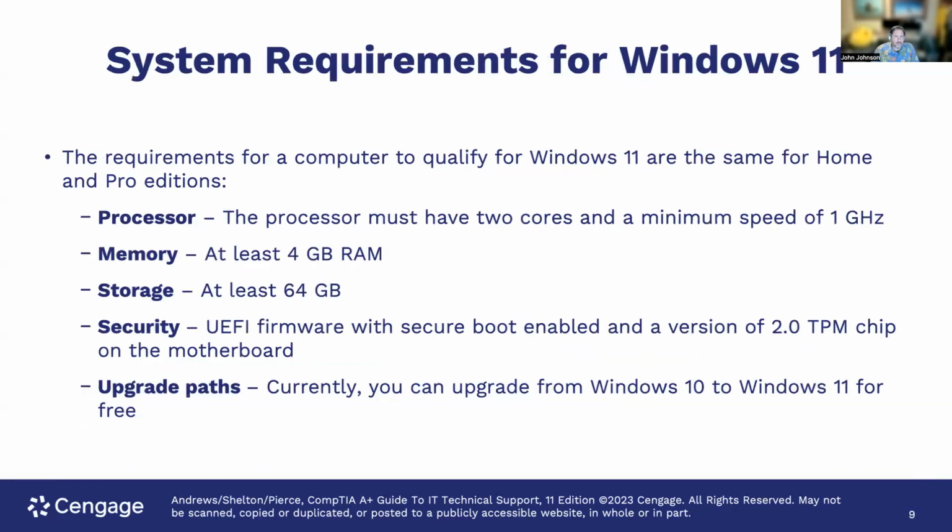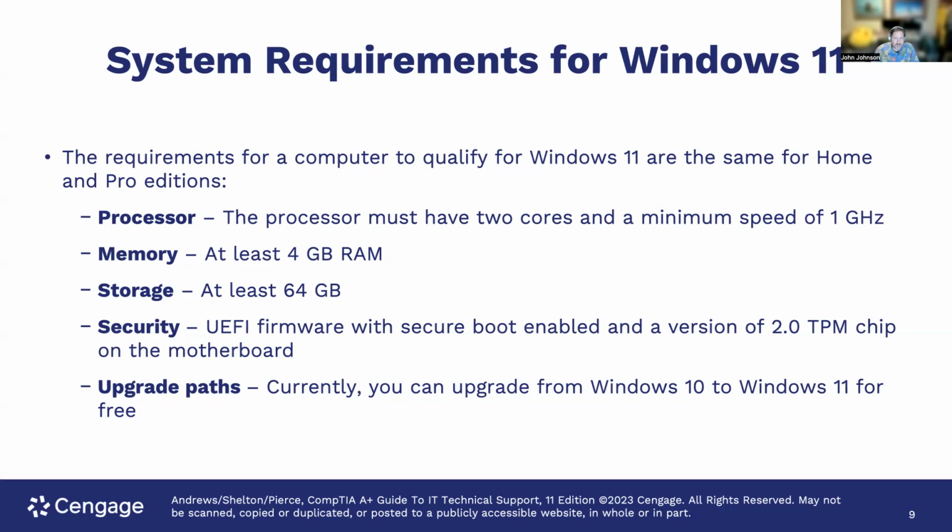The requirements for a computer to qualify for Windows 11 are the same as for Home and Pro editions. You've got to have a processor with 2 cores and a minimum speed of 1 gigahertz. Memory, it's going to have at least 4 gigs of RAM. It's going to need 64 gigs of storage. And for security's sake, UEFI firmware with Secure Boot enabled and a version 2.0 TPM chip on the motherboard.